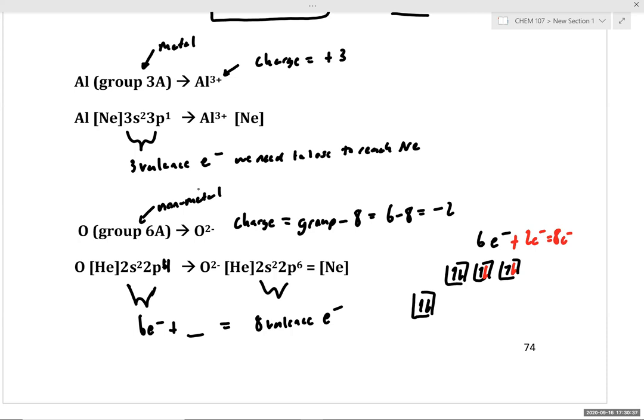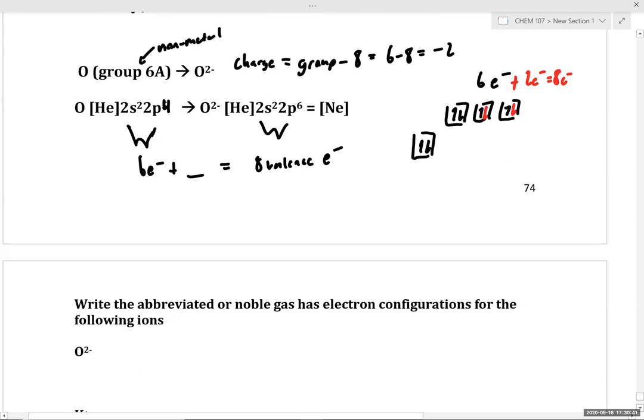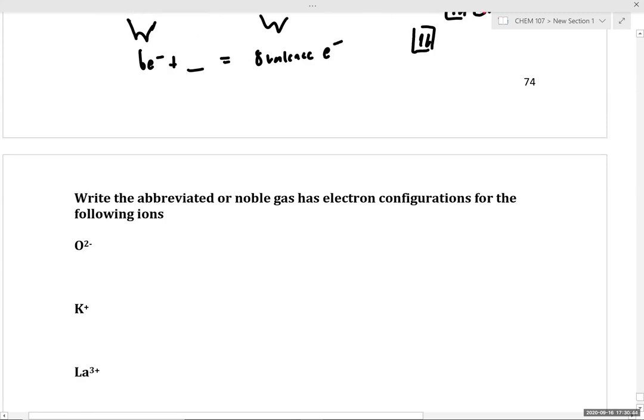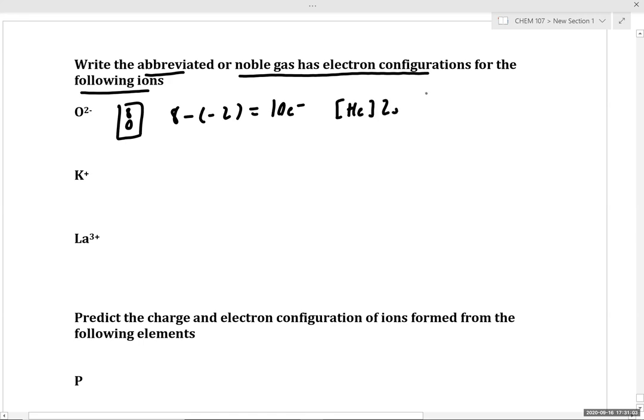Okay, so let's keep going and first start off by writing the abbreviated or noble gas electron configurations for the following ions. I'll start us off with O2 minus. Oxygen has an atomic number of 8. 8 minus -2 gives us 10 electrons, and that gives us a configuration of helium 2s2 2p6, which matches the configuration of neon.